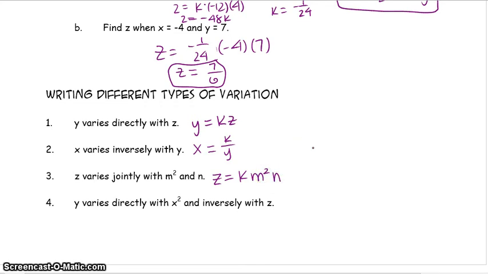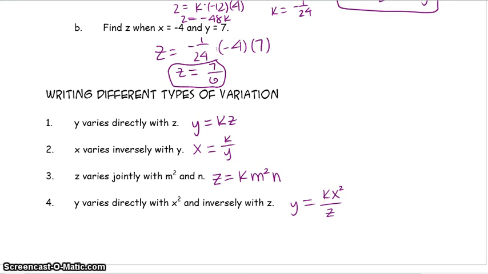And then for our fourth example, y varies directly. Now this one's a little more tricky, so we know y varies directly. When it's directly, that means our constant's going to be multiplied by whatever it's directly varying with. So that would be kx squared. But it also says it varies inversely with z. So that means in our denominator we have a z. So it varies directly with x squared and inversely with z.